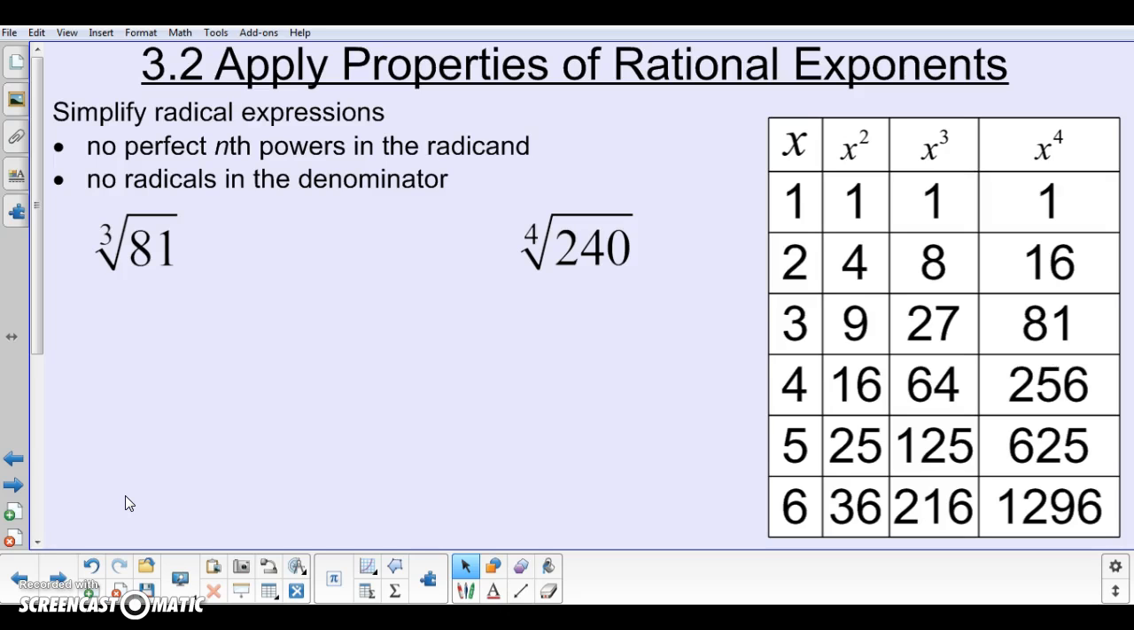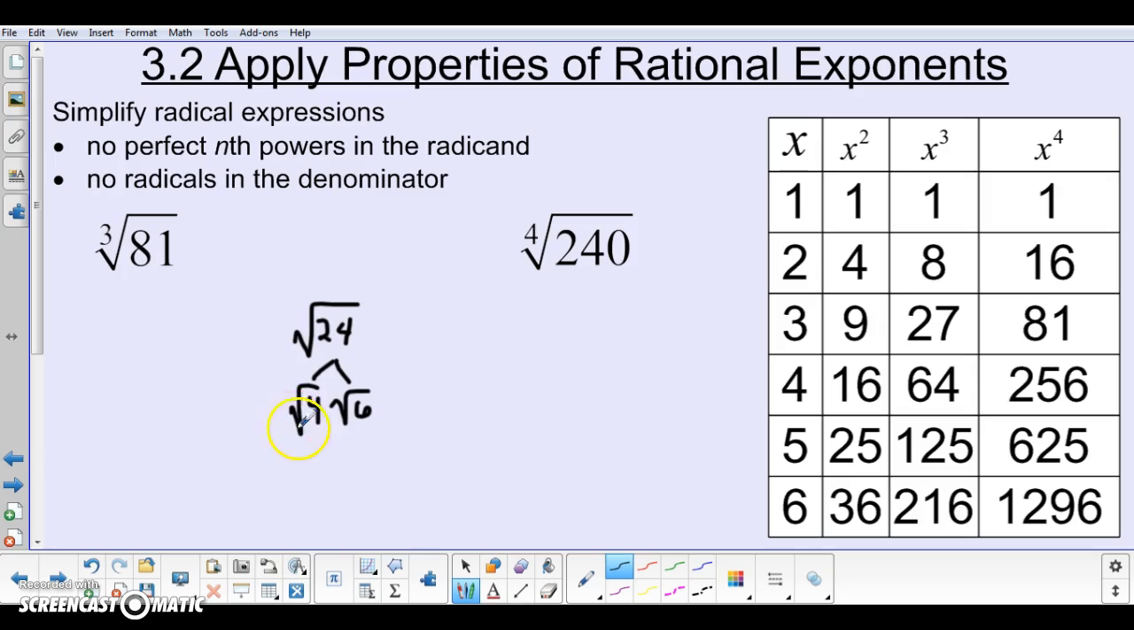Now, we've done this with square roots in the past, so maybe I would have had an expression like the square root of 24, and I'd be asked to simplify that. Well, if you remember back when we did that, we weren't allowed to have any perfect square factors other than 1 in the radicand. So we might use a factor tree and think about splitting this up into the square root of 4 times the square root of 6.